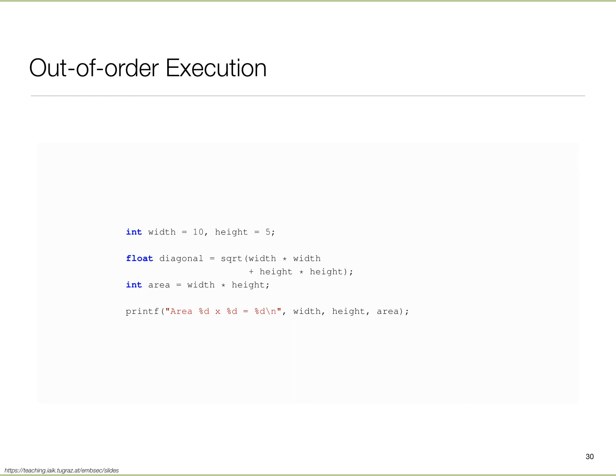Another concept is out of order execution. Literally, as the name implies, there are times at which the processor executes instructions not in the order they appear in your code, but in some different order. For example, a piece of code that says width equal to 10, height equal to 5, and then diagonal is square root of width square plus height square, and area is width times height, and then you print out the width, height, and area.